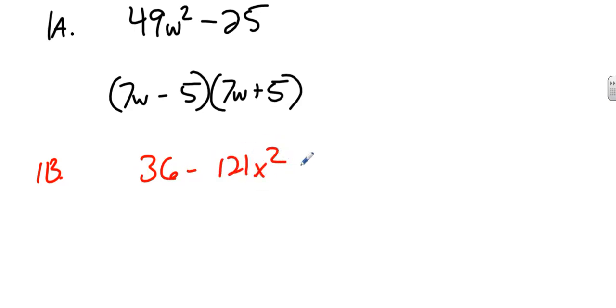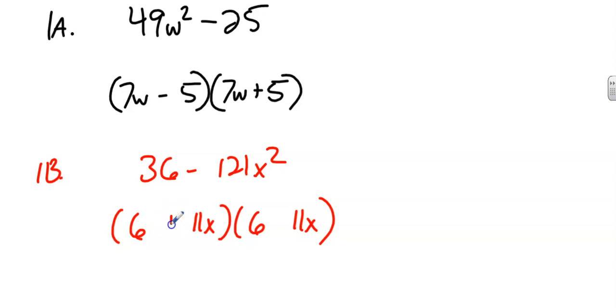Okay, so let's go 36 minus 121x squared. 36, again, perfect square, so that's going to make it 6 times 6. 121 is 11 squared. That one's got the x, we'll put the x there. And again, one's a plus and one's a minus.